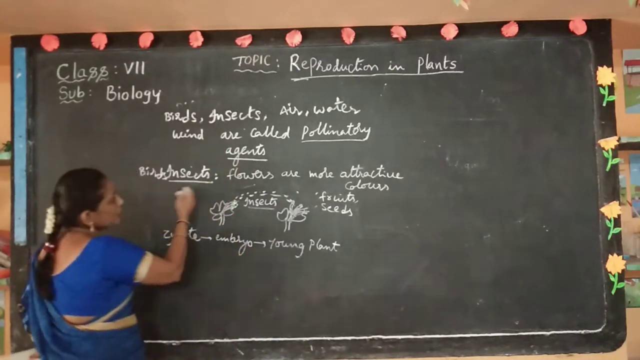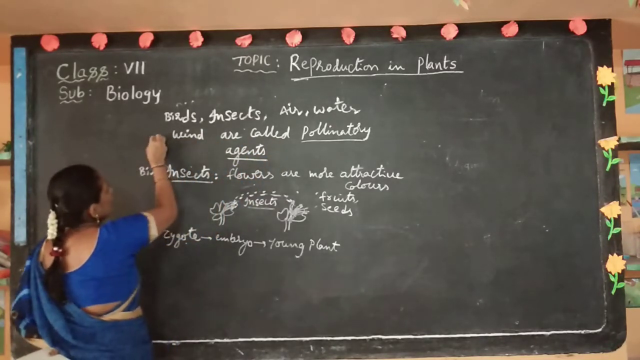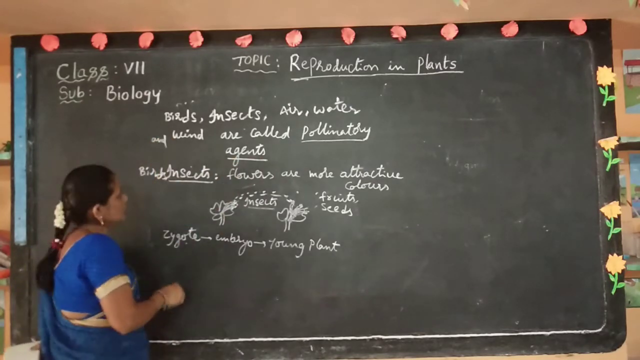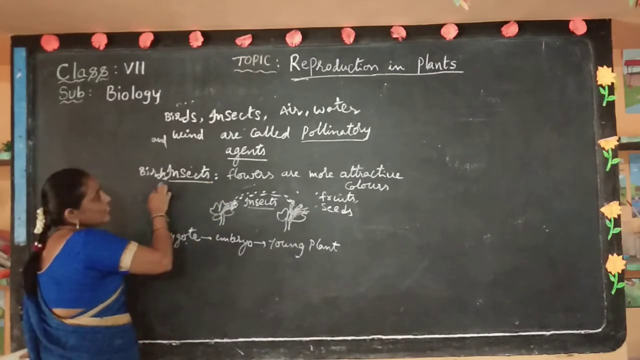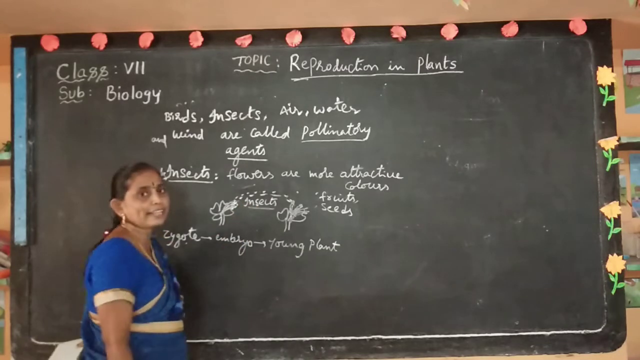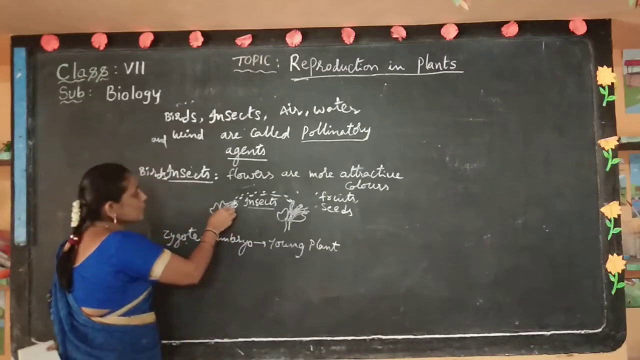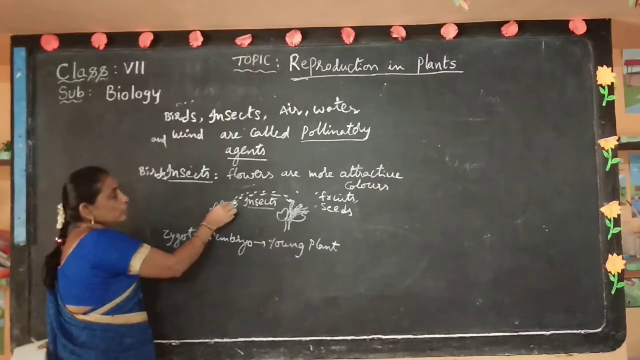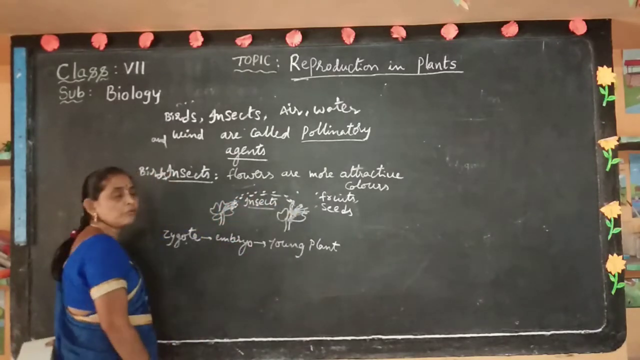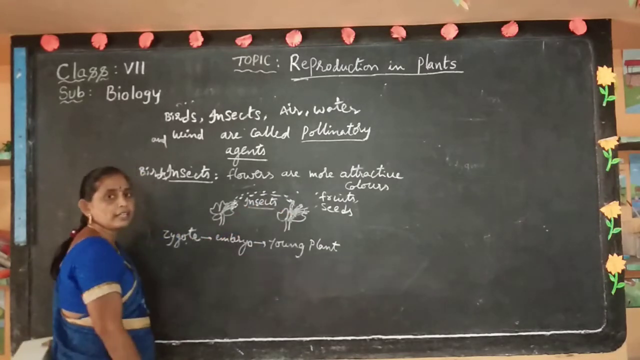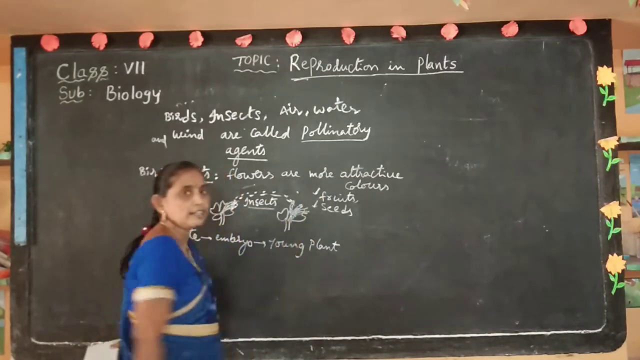Okay, this is birds and insects. Birds, insects, air, water and wind are called pollinatory agents. Pollination by birds and insects: the flowers have attractive colors and they emit a sweet smell also. The insects sit on the flower to suck the nectar. The pollen grains are attached to the body of the insect. The same insect sits on another flower. These pollen grains are released onto the other flower, then pollination is done. After that it develops into fruits and seeds.